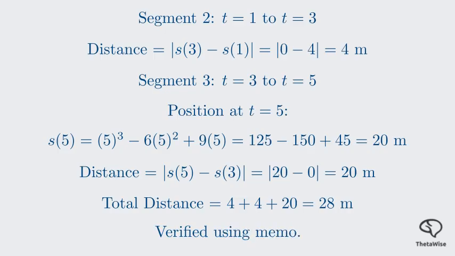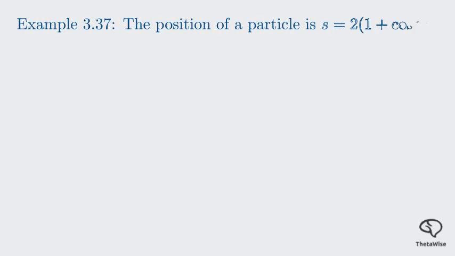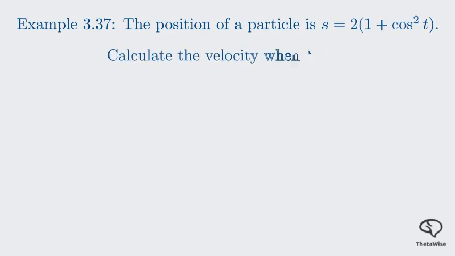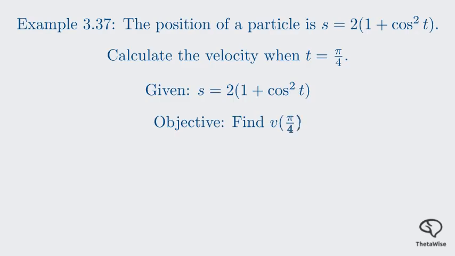Verified. Let's work through one more comprehensive example, this time involving trigonometric functions. The position of a particle is given by s equals 2 times the quantity 1 plus cosine squared t. Calculate the velocity when t equals pi over 4. Our first task is to calculate the velocity at t equals pi over 4. Again, velocity is the derivative of position. To differentiate this, we'll need the chain rule.